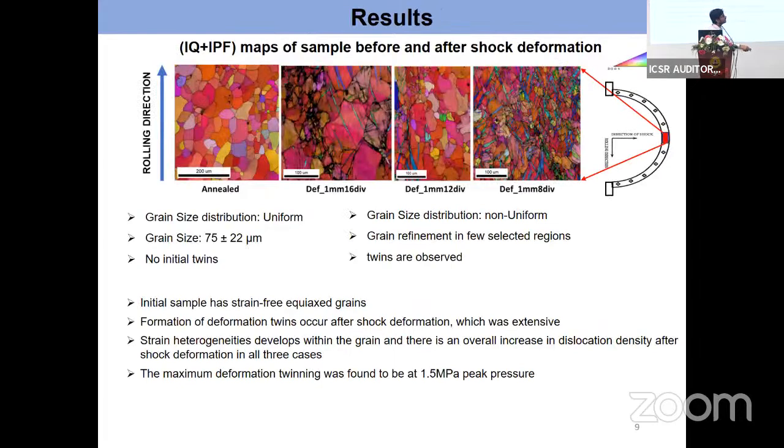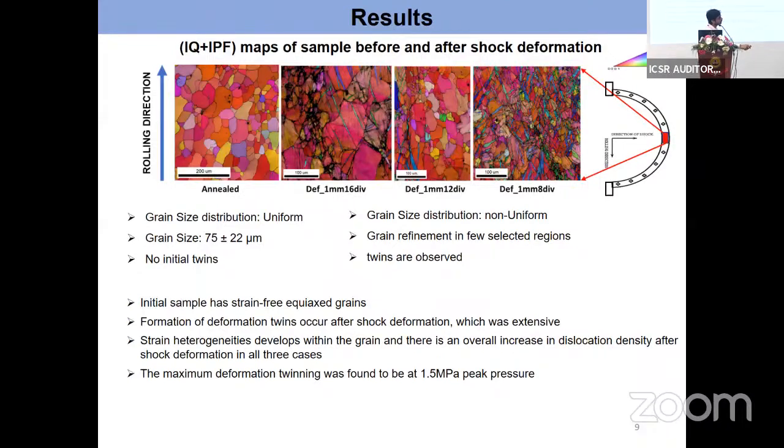So this is the IQ plus IPF map of the sample before shock and after shock. The first sample is the annealed sample before shock, this one is deformed at 0.8 megapascal peak pressure, this one is at 1.1 megapascal peak pressure, and this is the fractured sample. When I increased my peak pressure, twin density increased, non-uniform grains formed, and grain refinement happened in the matrix.